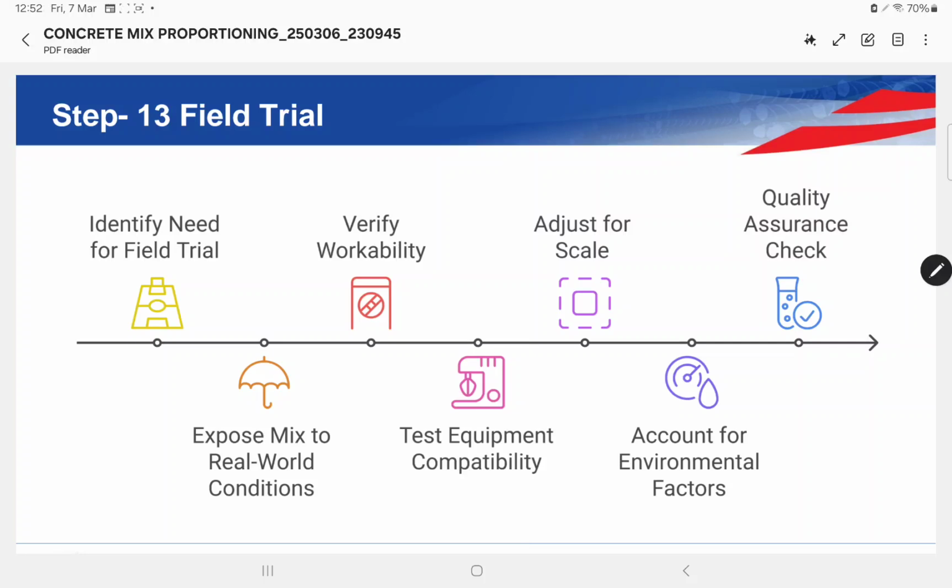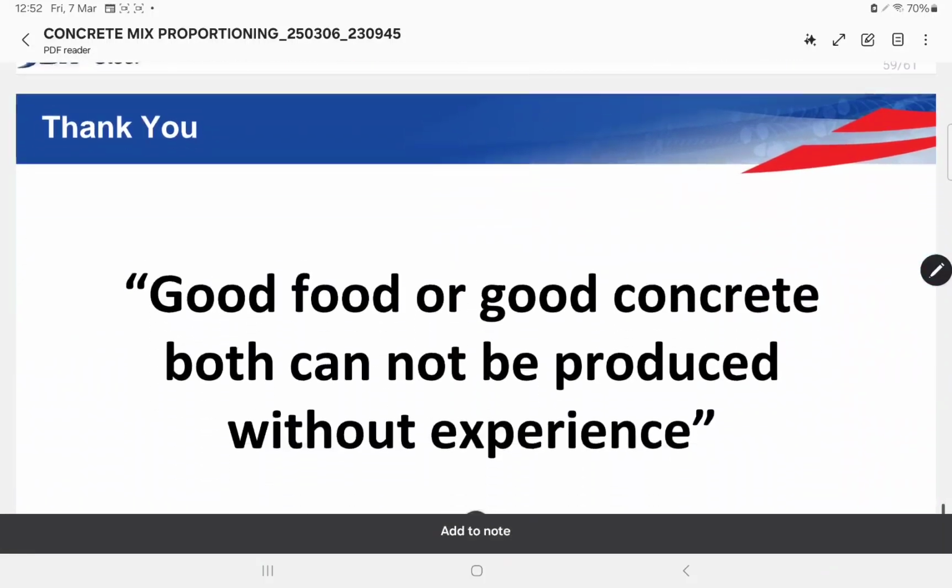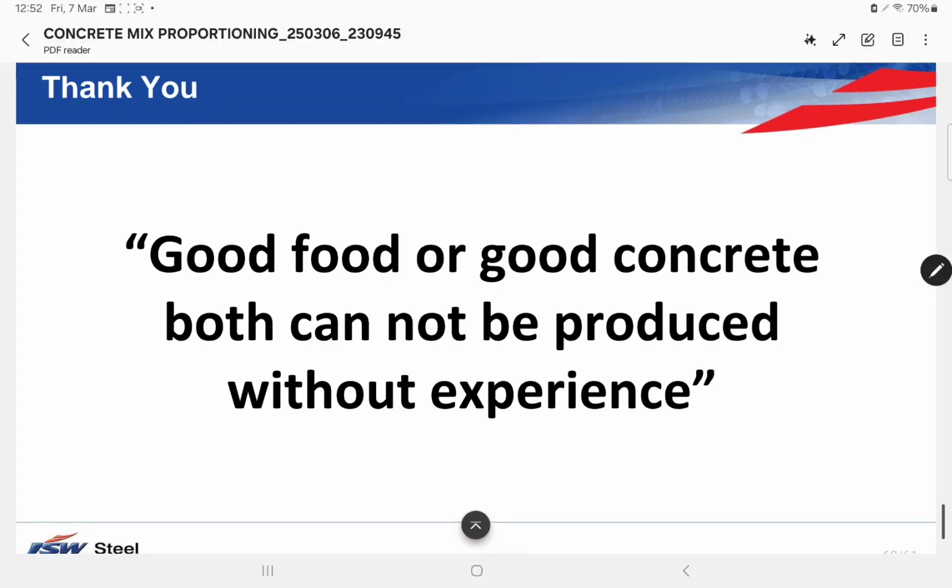Once you do the field trial and check the performance of concrete in its fresh state and find it adequate, then you cast some cubes and check its performance after 28 days, and if everything is fine, then your concrete mix design is finalized. And this is the end of this training session.